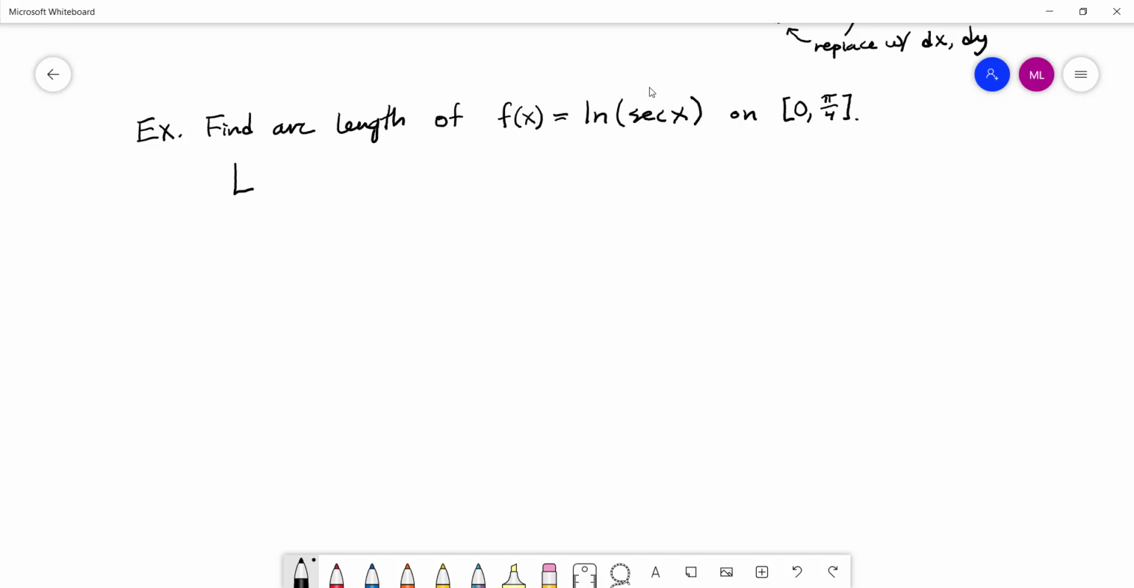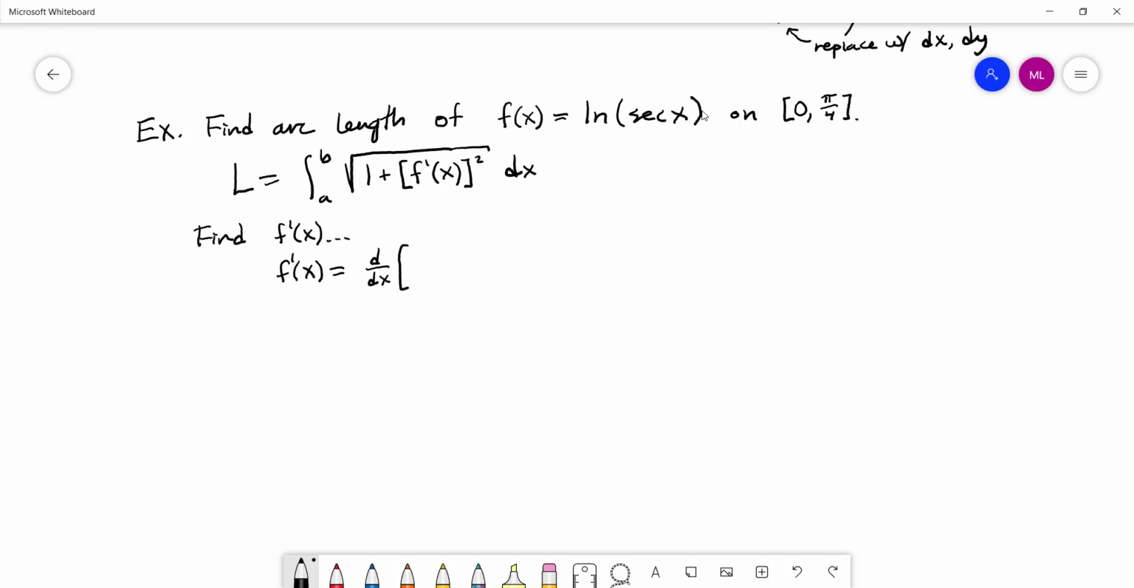Our goal is to plug into this formula. Integral from a to b of the square root of 1 plus f prime of x squared dx. That's it. And again, you can write this in Leibniz notation as dy dx if you prefer. But here's our f of x. We need f prime of x. So let's start with that. We need to find f prime of x. And our f prime of x is going to be equal to the derivative d dx of the natural log of the secant of x.